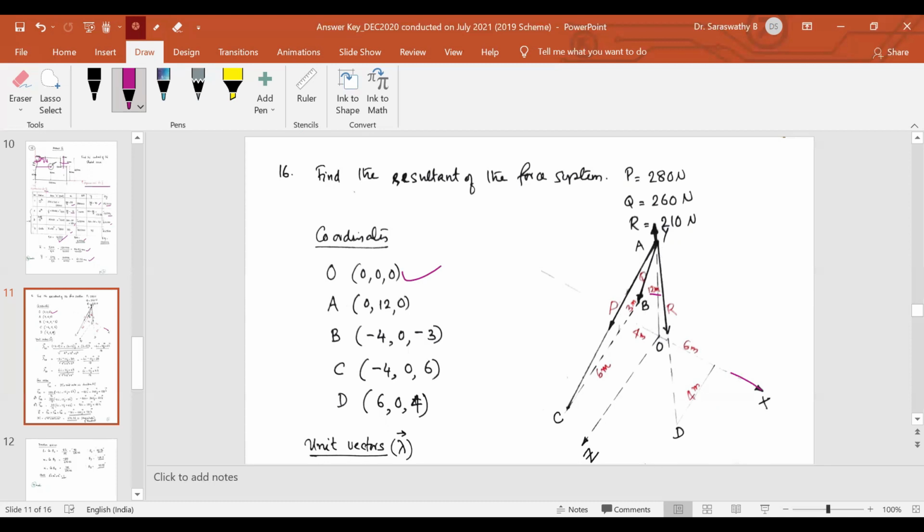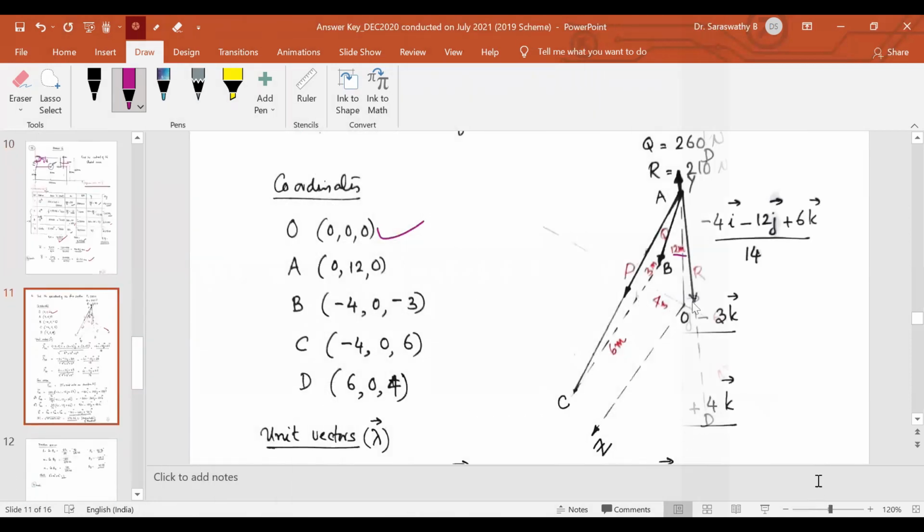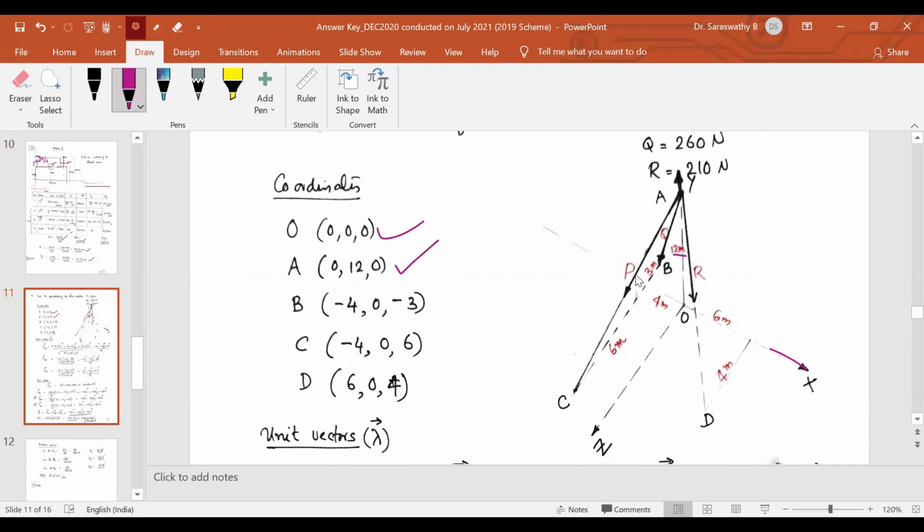I'll slightly enlarge this figure. Okay, it is slightly enlarged now. So point A is 12 meter from O. So it is 0, 12, 0. Point B, this is point B. From the origin, it is 4 meter along the x-axis towards left. Then along the z-axis, it is 3 meter. Along the x-axis, you move 4 meter towards left. And along the z-axis, you move 3 meter towards the negative side.